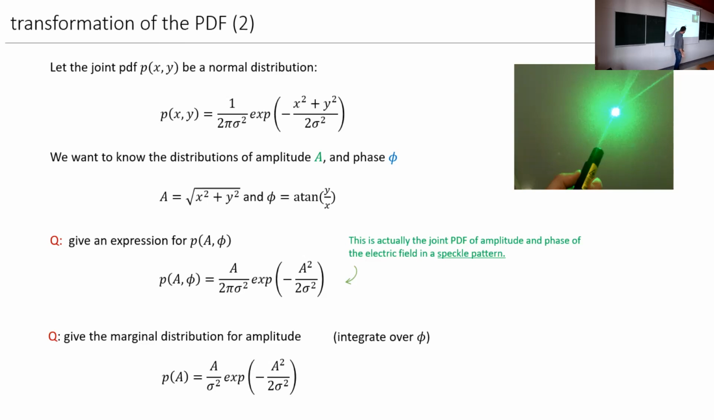The distribution of amplitude in the speckle pattern is a Rayleigh distribution. As you can see, the sigma is carried over from the underlying distribution. So that information is still there.